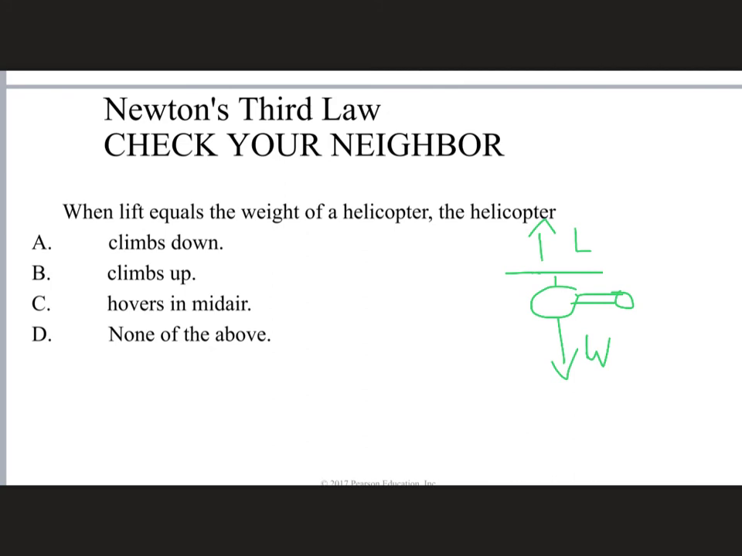And so the force of lift is pushing it upward, and the weight is pulling it downward. And the question says, when the lift equals the weight of the helicopter, A climbs down, B climbs up, or C hovers in midair, or D, none of the above. And it turns out none of these is the right answer. That's a little bit of a conceptual boo-boo by your textbook. Now, the answer they wanted you to give was that the object hovers in midair.